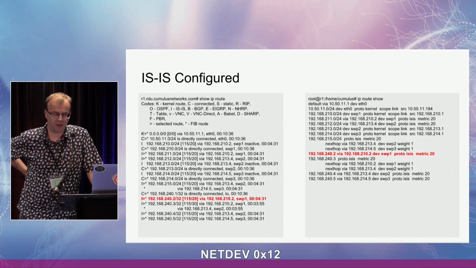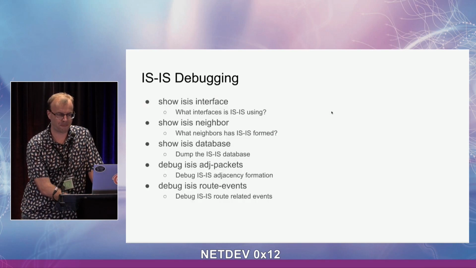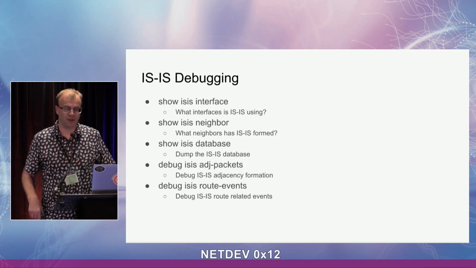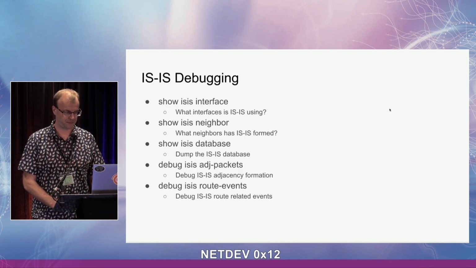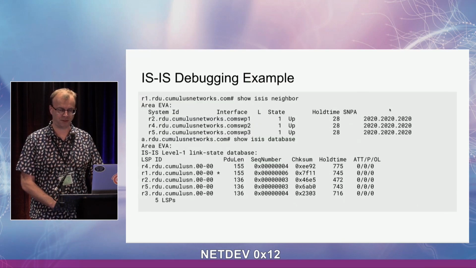Here's an example of IS-IS configured and working. And here's how I've debugged IS-IS in the past: some basic show commands and the basic debug commands. Here's some sample output.